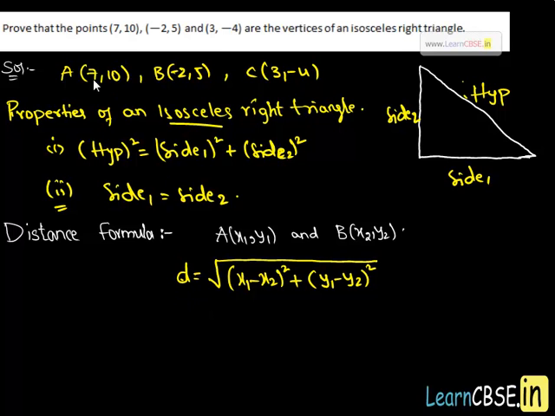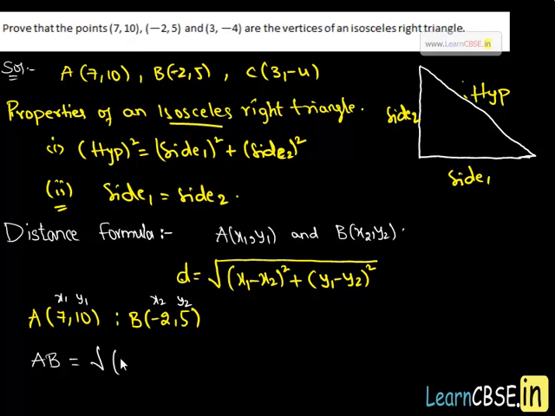Let us take points A and B and find the distance AB, which is a side of triangle ABC. Let's apply the distance formula. Here x1 is 7 and y1 is 10, and x2 is -2 and y2 is 5. Therefore, AB is equal to the square root of the square of the difference between x coordinates, here 7 minus (-2) whole square, plus the difference between y coordinates, 10 minus 5 whole square.